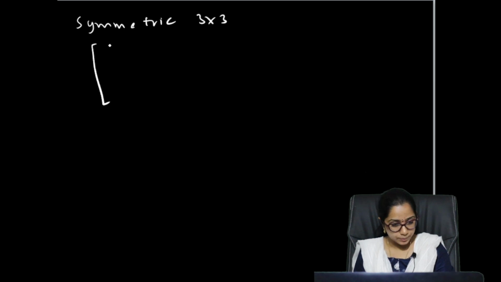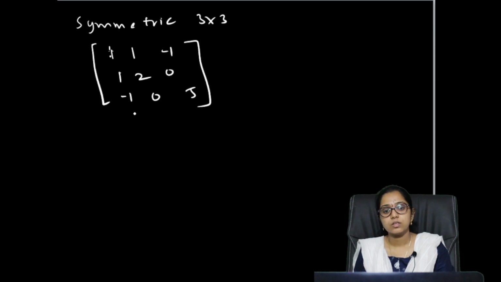So let me explain what a symmetric matrix is. For a symmetric matrix, if we consider a 3 by 3 matrix, let me take an example: 1, 1, minus 1, 1, 2, 0, minus 1, 0, 5. Now, A is equal to A transpose is the condition for a symmetric matrix.